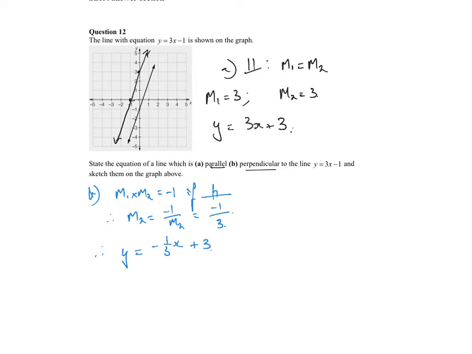If y equals -1/3 x plus 3, again, let's go through 3 and a negative gradient, and we'll go 3 across and 1 up. So 1, 2, 3 across and 1 up is there. So if I draw that line, oops, I'll try and do it a bit better, it is something like that. Okay, so you could have had any line as long as the perpendicular line has a gradient of -1/3 and the parallel line has a gradient of 3.